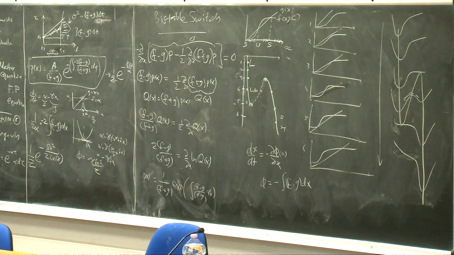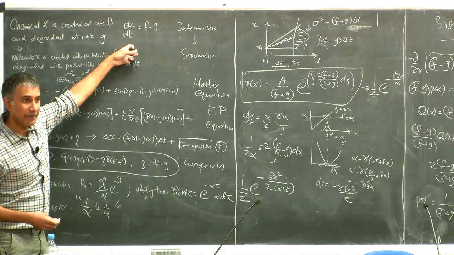Fine. Good. So what I want to say from all this is the following thing. We took this master equation approach, and from the master equation approach, we learned two things. We learned that for the simple mRNA creation and destruction problem, the solution is a Poisson distribution. Right? We also learned that the expectation value of the mRNA number obeys the traditional deterministic equation.